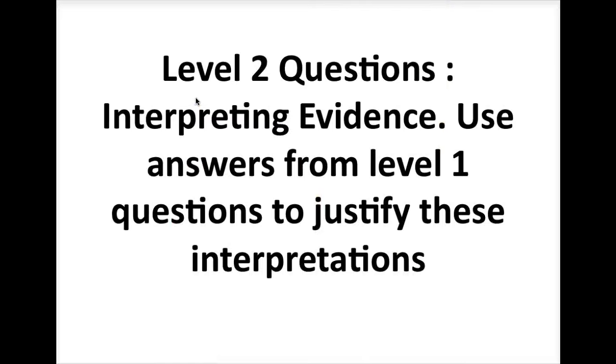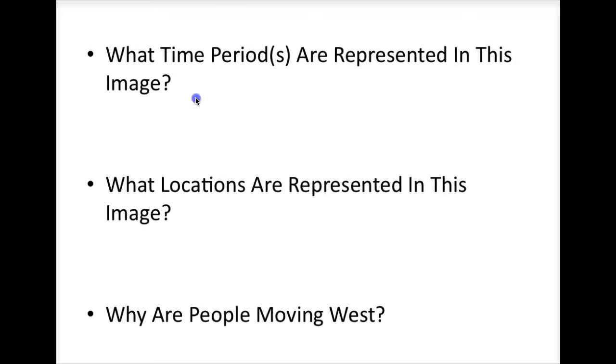Level 2, let's interpret the evidence and use the evidence from number 1 questions to justify our interpretations. What time periods are represented? What locations are represented? And what are the motives of the people moving west?